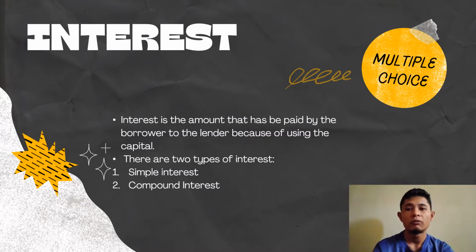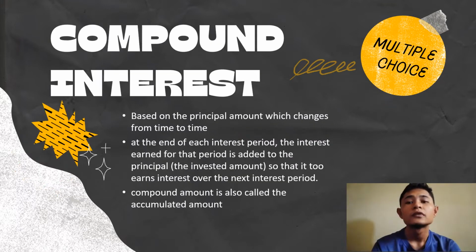First of all, what is an interest? Interest is the amount that has been paid by the borrower to the lender because of using the capital. There are two types of interest, simple interest and compound interest. Next, we go to the compound interest.